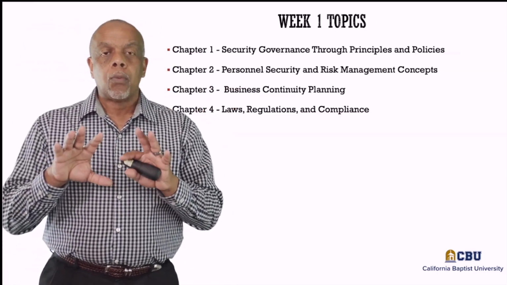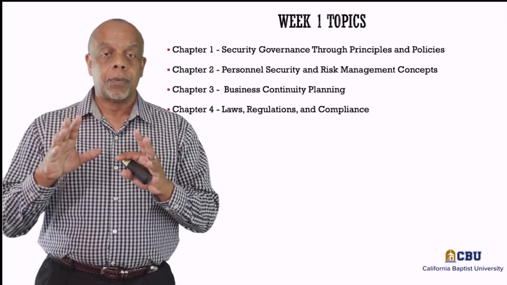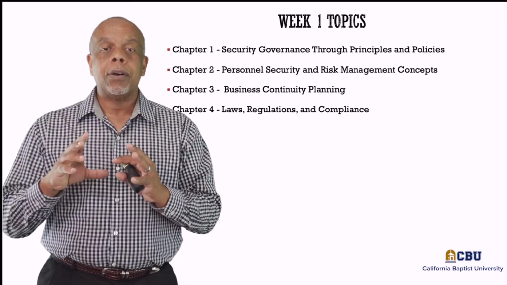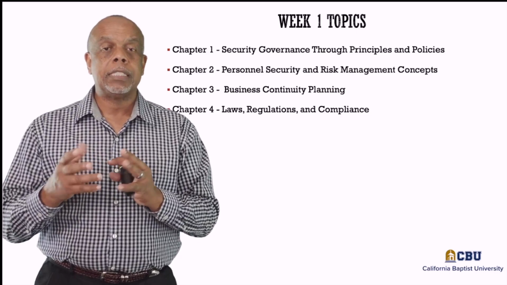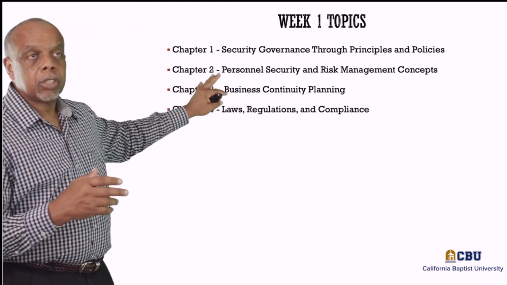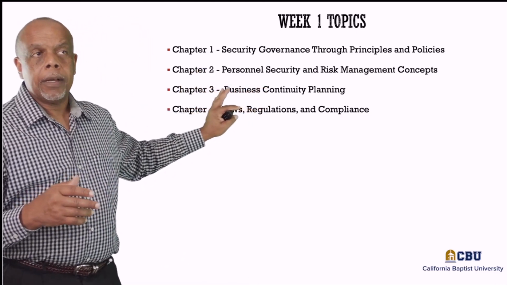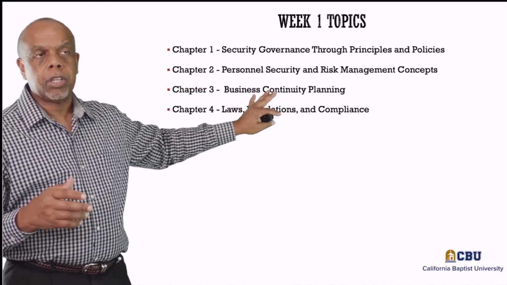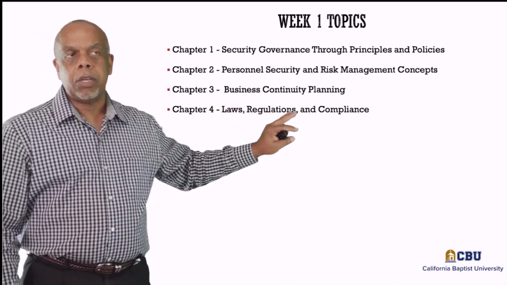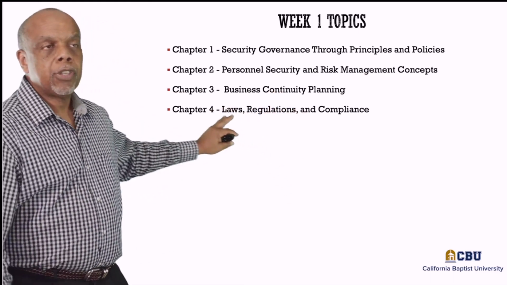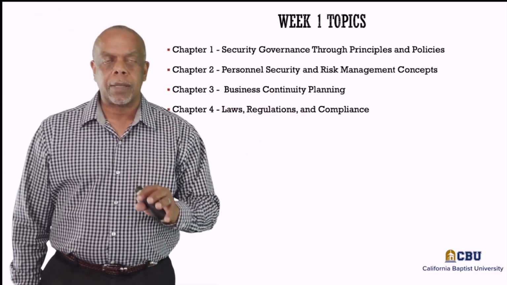Week 1 is the first 4 chapters out of our CISSP study guide. Chapter 1 is security governance. Chapter 2 covers personnel security. Chapter 3 is BCP, or business continuity planning. Chapter 4 covers laws, regulations, and compliance.